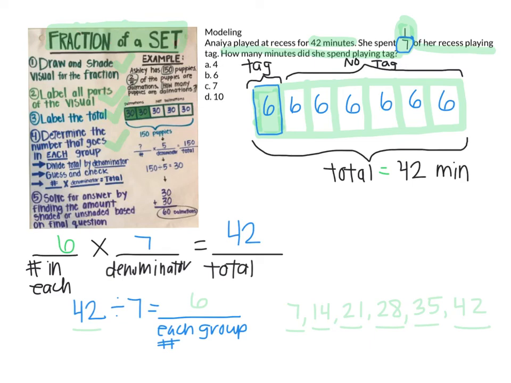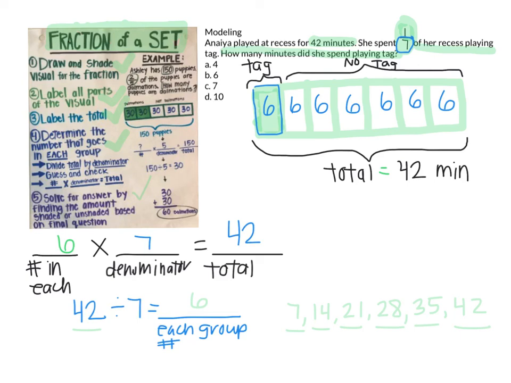Now we're going to go back to our steps to solve so we can finish up this problem. So now we're at step 5. Solve for answer by finding the amount shaded or unshaded based on my final question. So we've got 2 things going on here. We have time she spent playing tag and time that she spent not playing tag. So we go back to our final question to see what we need to solve for.